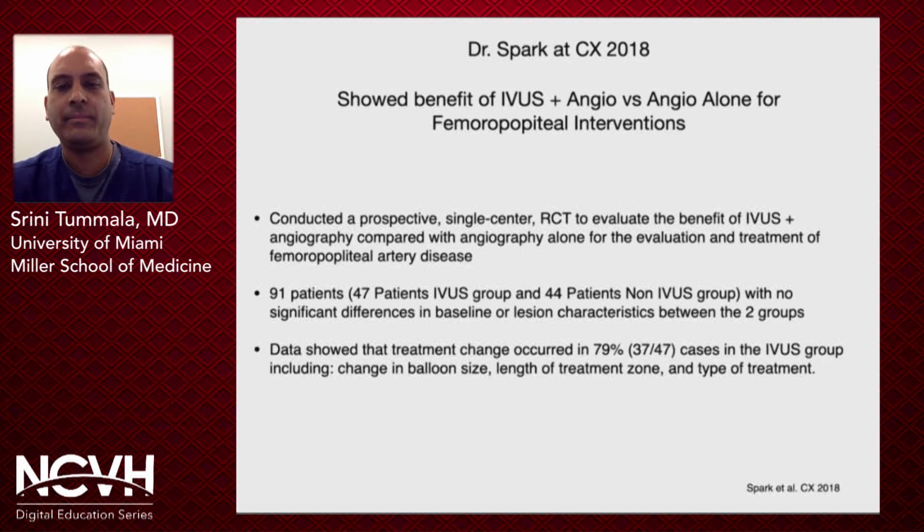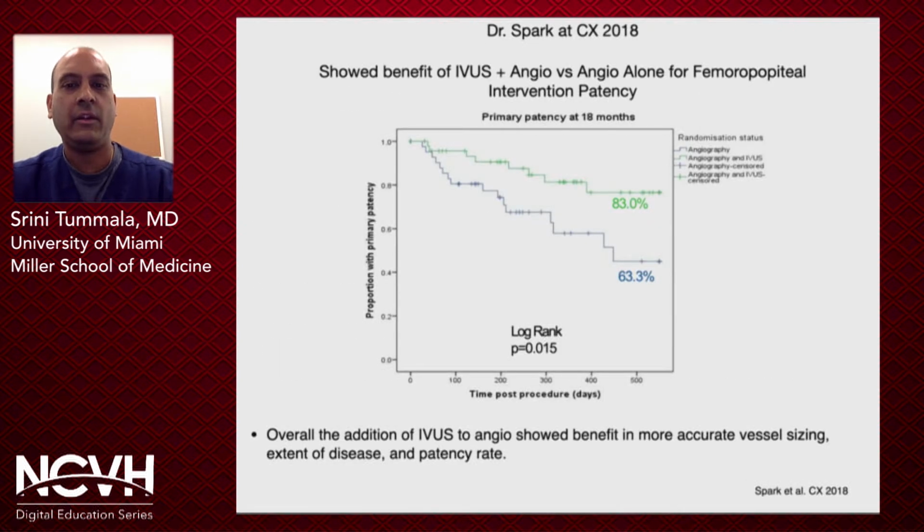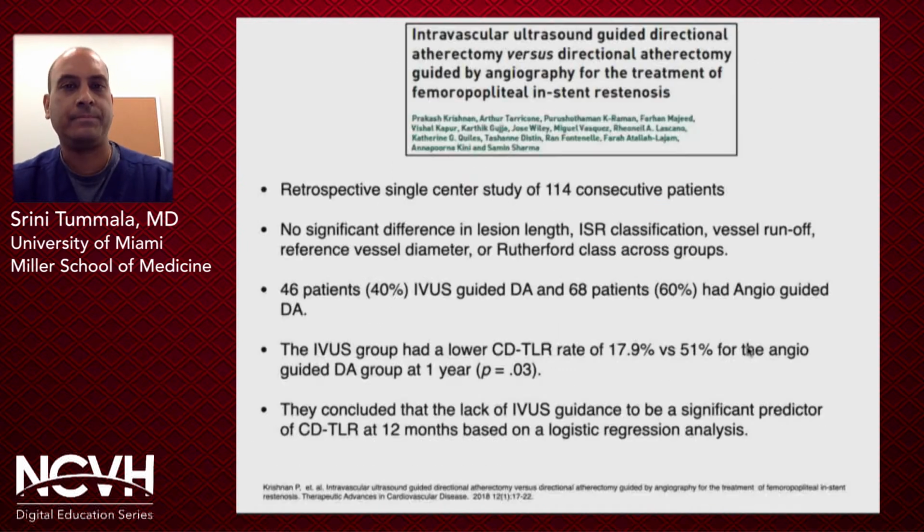And the data again showed that there was a benefit to using IVUS. They showed that the treatment changed in about 80% of cases in the IVUS group. And this included a change in balloon size, length of treatment zone, and type of treatment as a result of the information that was gained by using the IVUS for imaging. And here you can see, again, they showed a significant difference in primary patency rate in the IVUS group: 83% primary patency rate compared to 63%. So overall, the addition of IVUS, along with good angiography, showed a benefit in terms of more accurate vessel sizing, extent of disease, and patency rate.